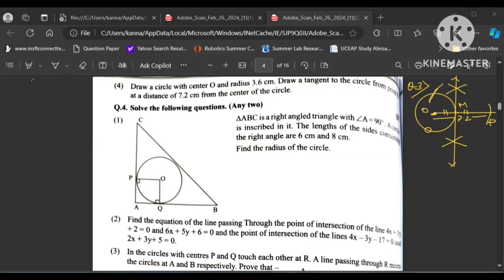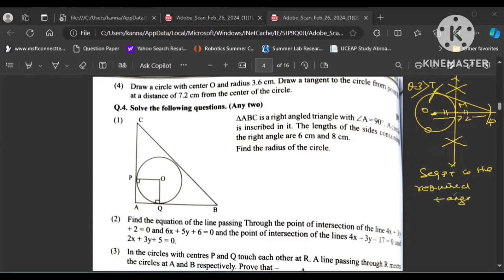Then draw a segment joining your P and this arc, okay? And this is your one tangent. This segment PT is a tangent. So segment PT is a required tangent.